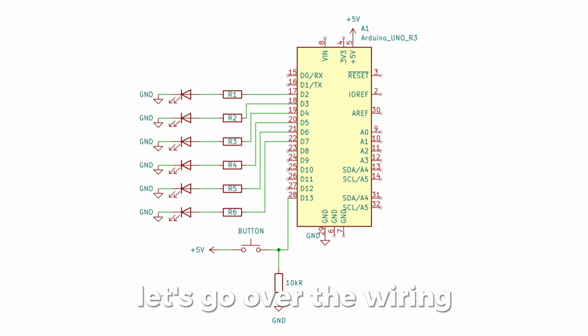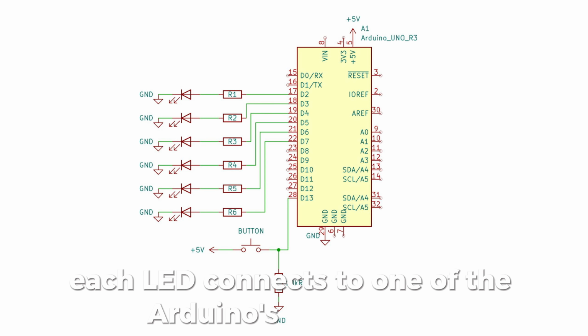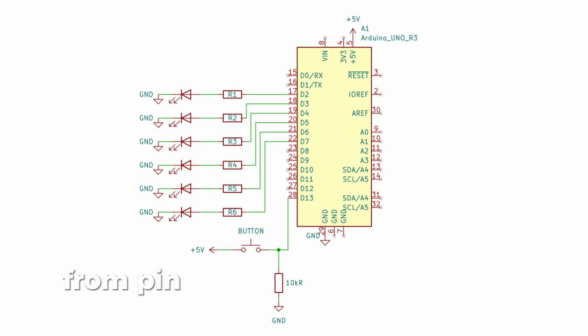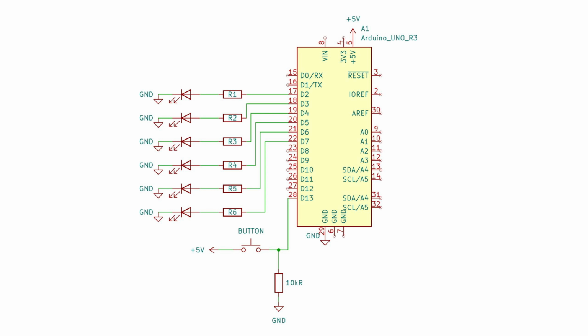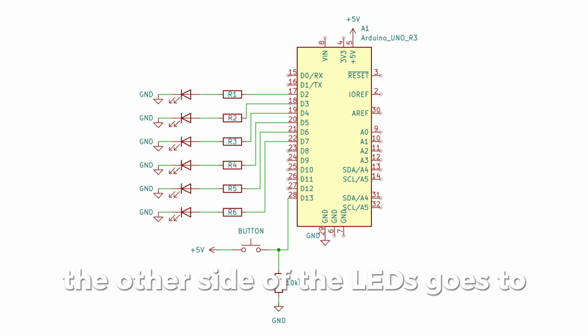Let's go over the wiring. Each LED connects to one of the Arduino's digital pins, from pin 2 to pin 7, through a 220 ohm resistor. The other side of the LEDs goes to ground.